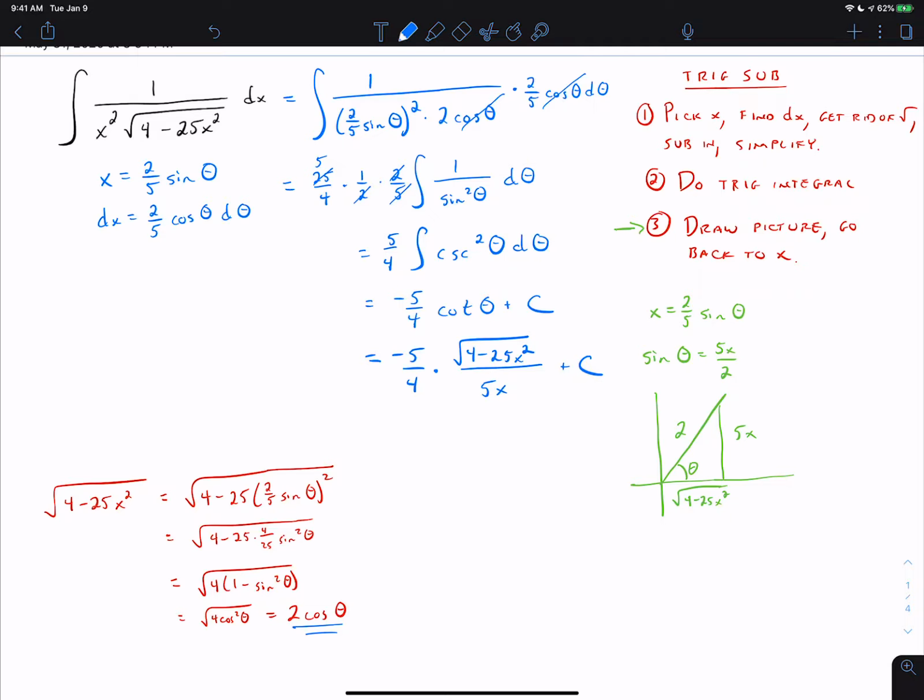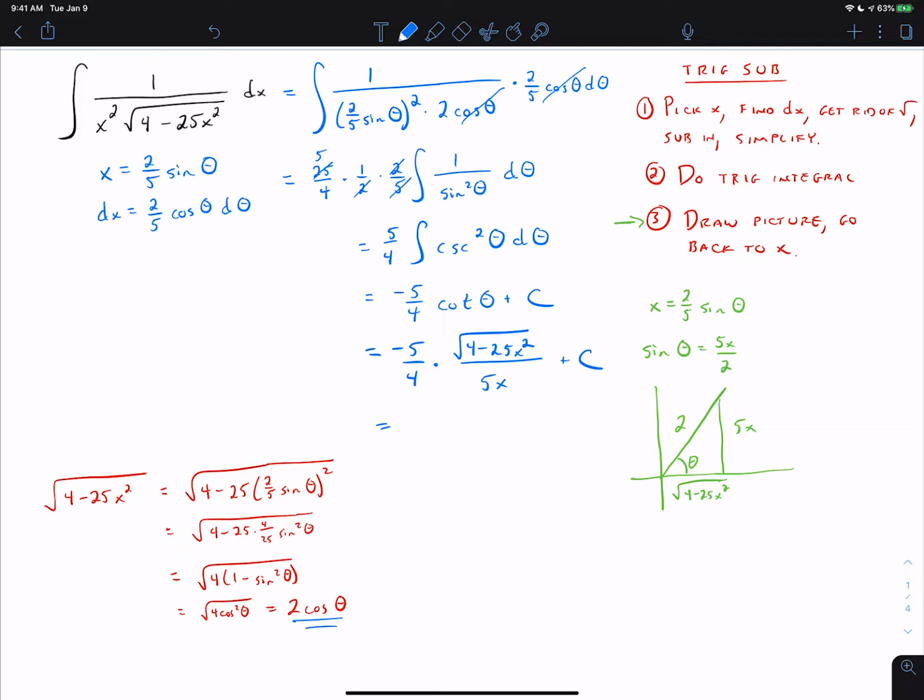That last line is the first legitimate answer that we've had to the original integral. We're almost done. We can simplify a little bit, but aside from some simple algebraic simplification here, that's all we really can do. And so what we're going to do here is cancel the 5's and multiply straight across. So we're going to get negative square root of 4 minus 25x squared over 4x plus c because we canceled the 5's.